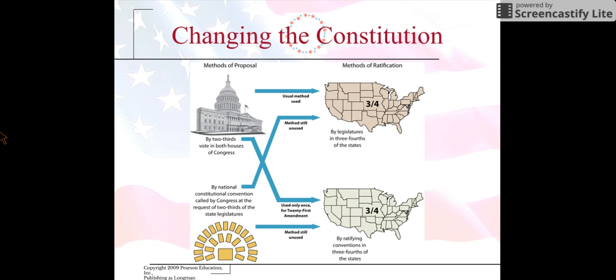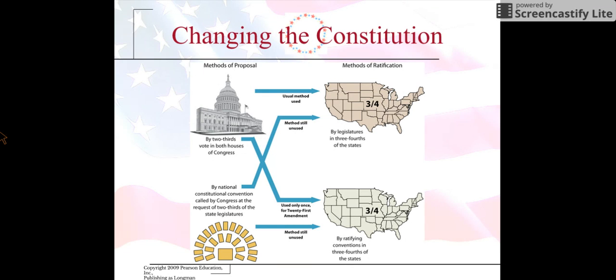The most likely way an amendment will be ratified, all amendments but one have been ratified this way, is three-fourths of the state legislatures vote for the amendment. Most all amendments, two-thirds of the House and Senate have voted to propose them, and then three-fourths of state legislatures have voted to approve them. That's how most amendments to the Constitution have been made.